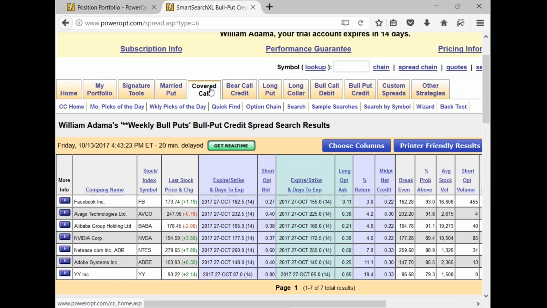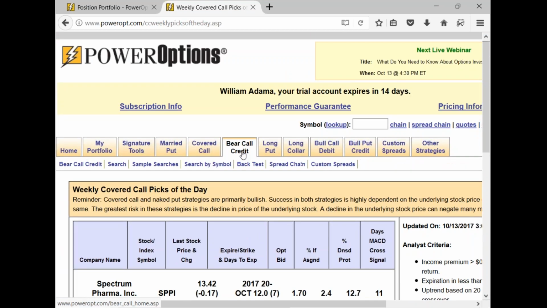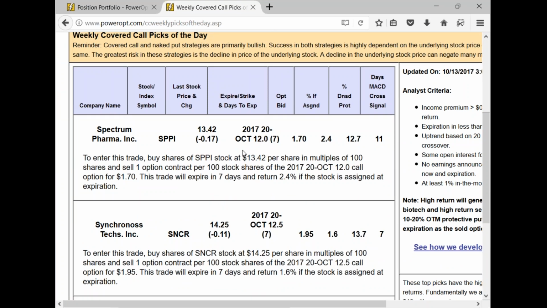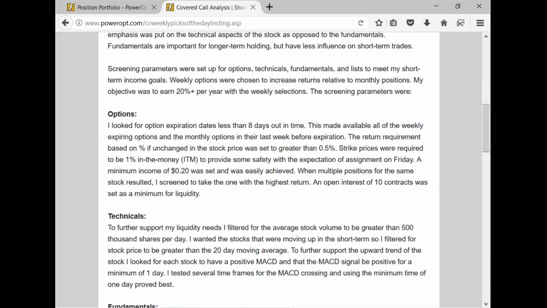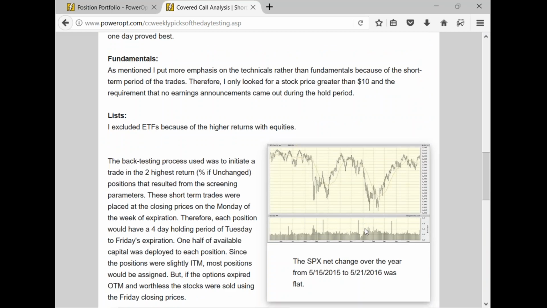And then for certain strategies such as covered calls and naked puts, we do offer the monthly and weekly picks of the day. Ernie tested these to maximize returns, right? The original 1-year testing was done. You click here to see how he developed these results, and he goes through the whole listing of what he did and the 1-year test period.